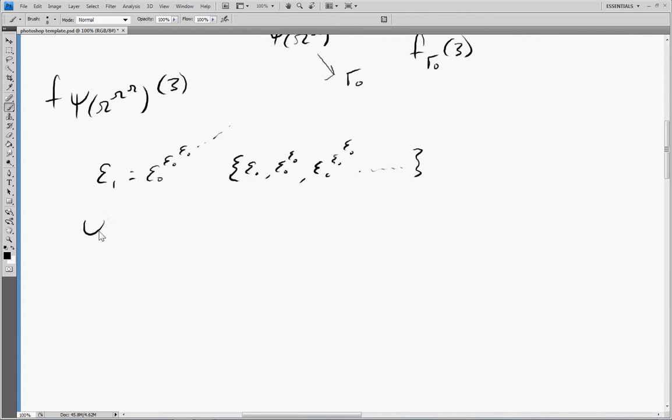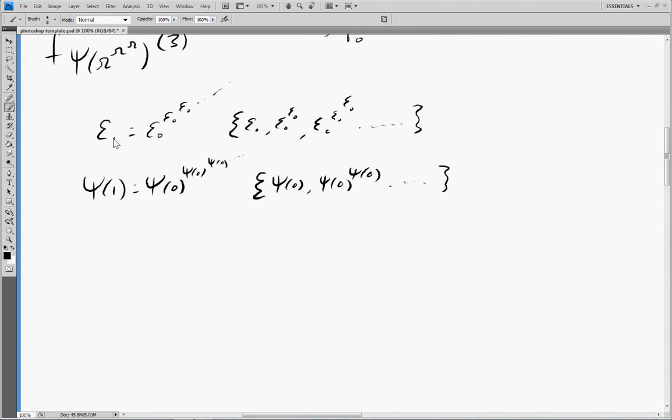Epsilon 1, as we know, is psi of 1, and epsilon naught, as we know, is psi of 0. So we can write psi of 1 is equal to psi of 0 to the power of psi of 0 to the power of psi of 0, and so on. And we can also write this as the fundamental sequence psi of 0, psi of 0 to the psi of 0, so on and so forth.